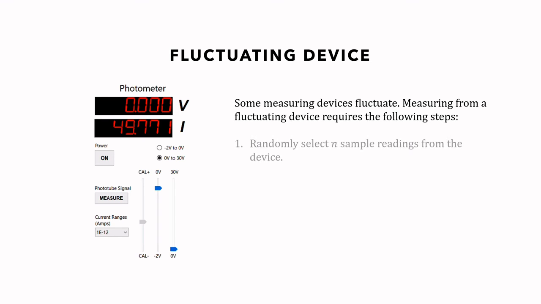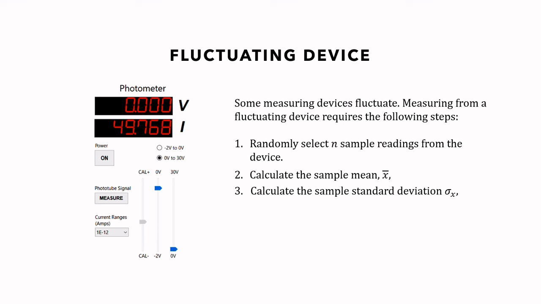Firstly, you randomly select n sample readings from the device. Then, you calculate the sample mean. Next, you calculate the sample standard deviation, and finally, you quote the measurement as the mean of the reading plus minus the standard deviation of the reading divided by the square root of n. So, whenever you have problems with fluctuating reading, please remember these steps.